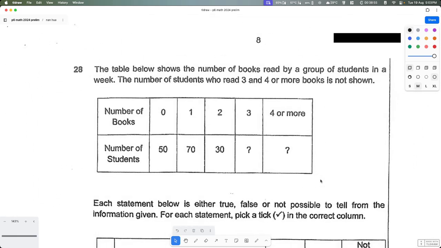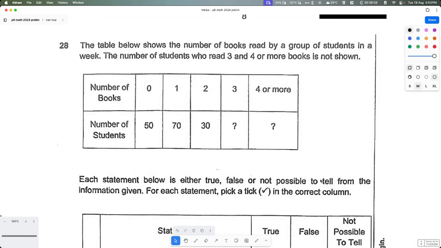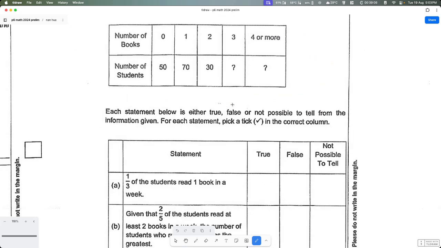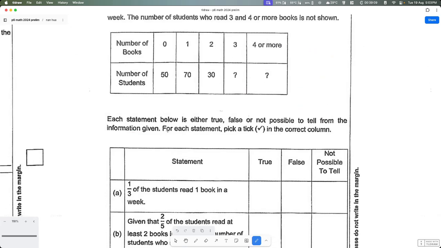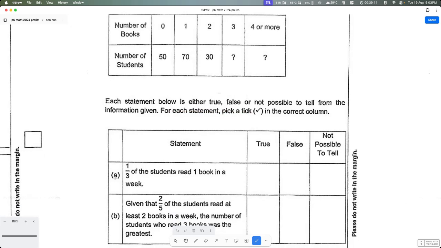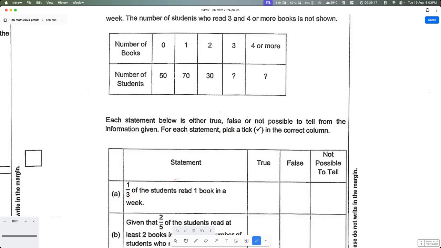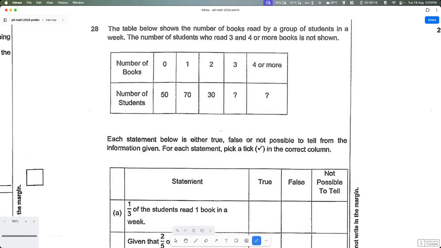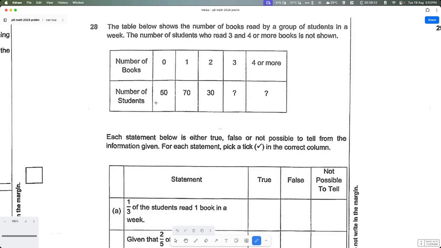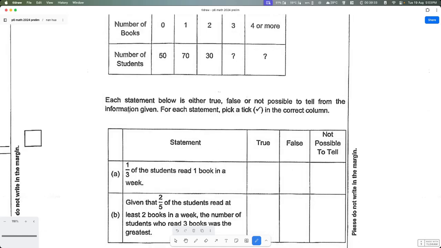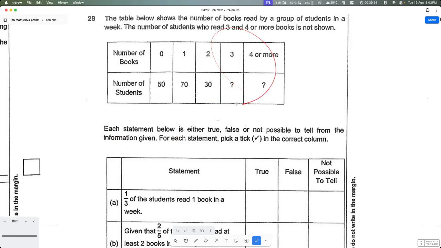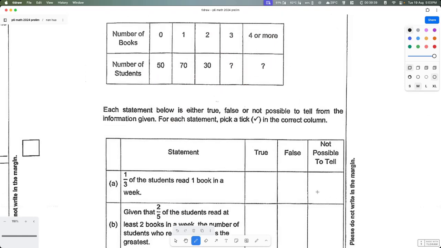Question 28. The table below shows the number of books read by a group of students in a week. The number of students who read 3 and 4 or more books is not shown. Each statement below is either true, false, or not possible to tell from the information given. For each statement, pick a tick in the correct column. So A: 1/3 of the students read one book in a week. For this, it's not possible to tell because we don't know how many read 3 or 4 or more over here.